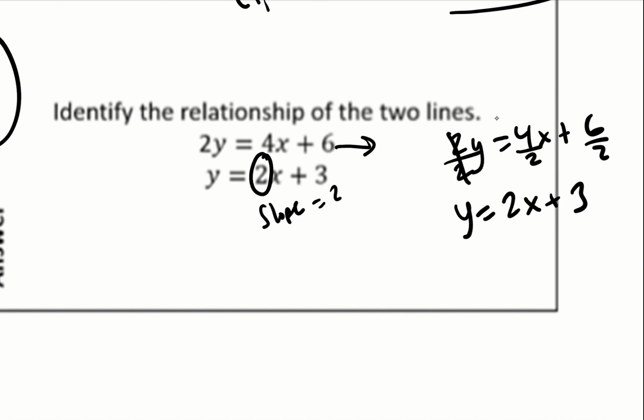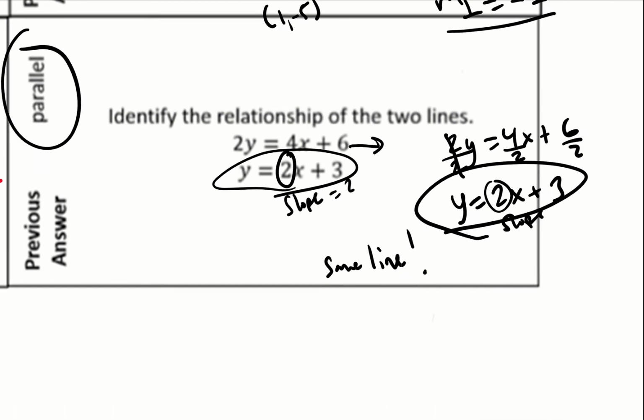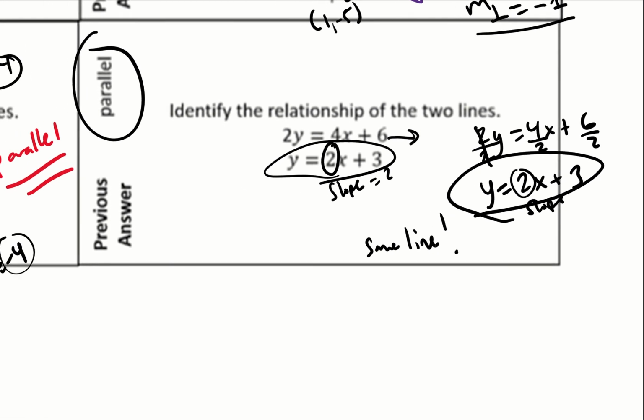So it looks like not only is the slope the same, it looks like the line in general is the same. So they're on the same line. That means they're neither parallel nor perpendicular. They're actually the same line. So it's going to be neither for this example because they're actually the same exact line.